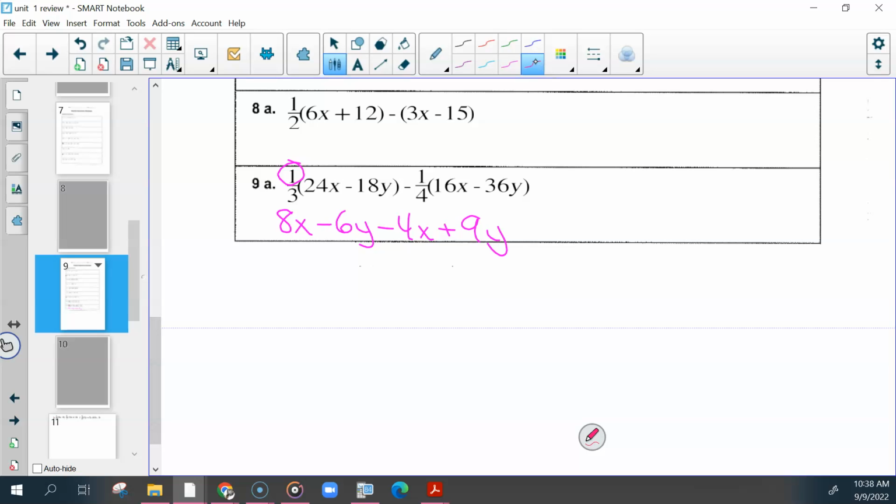And then, after you've distributed, combine your like terms. We have 8x and negative 4x. Do exactly what it says. So 8 minus 4 would give us 4x. Negative 6y plus 9y would give me positive 3y. And then I can't combine those anymore, so that would be our final answer. Any others?